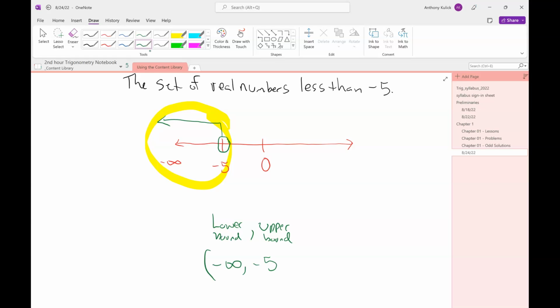So is -5 included in our set? No. Why not? Because it has to be less. Because we had to be less than -5. We drew it with an open circle to indicate that. So -5 is also going to get a parenthesis. So that is our interval.